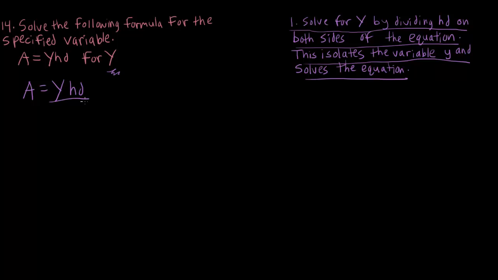To get y by itself, we can just go ahead and divide by HD. Do that on one side, we have to do it on the left side as well. And you end up with capital A over HD equals capital Y. And you can just write that as capital Y equals A over HD.